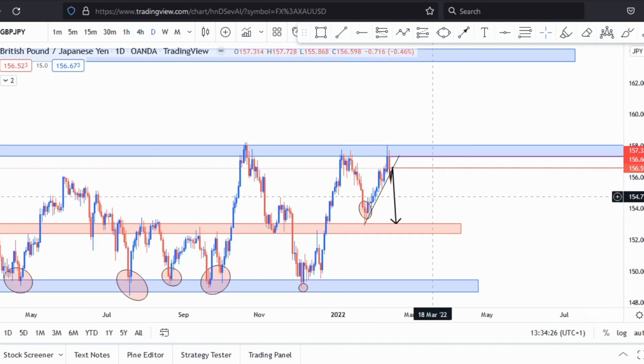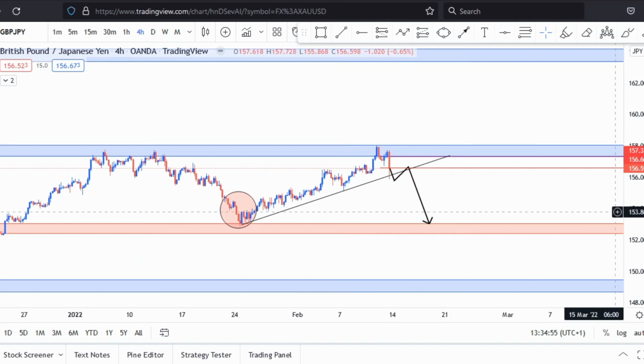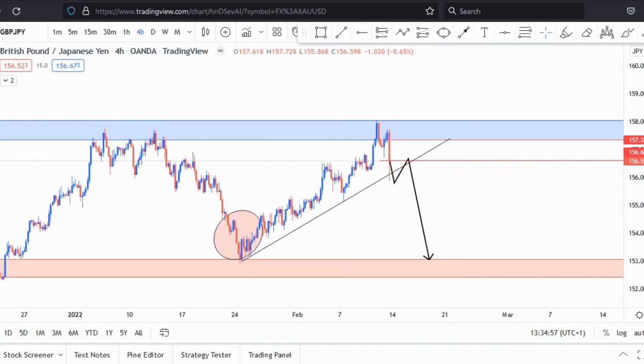It will be a closure of the daily candle below this red line here. And if a Monday candle closes below this red line, which is more or less breaking this trend line here as well, then price will most likely continue all the way down to this level here, giving us this double top pattern. But if this doesn't happen and price closes above this level here, then we're expecting price to continue all the way to the top. So we have to be very careful with GBPJPY. So this is a very brief analysis for GBPJPY.